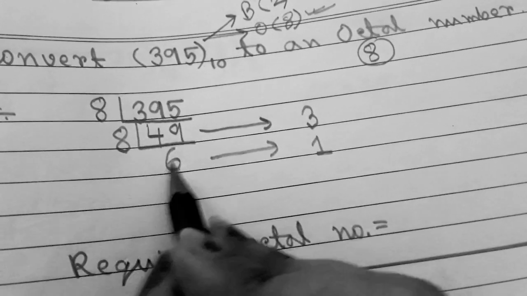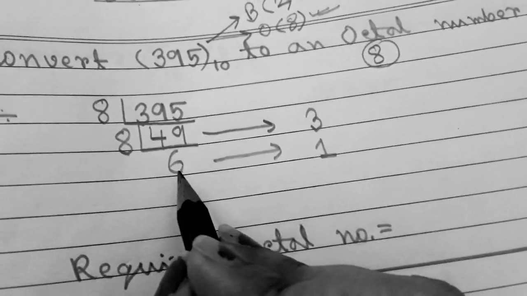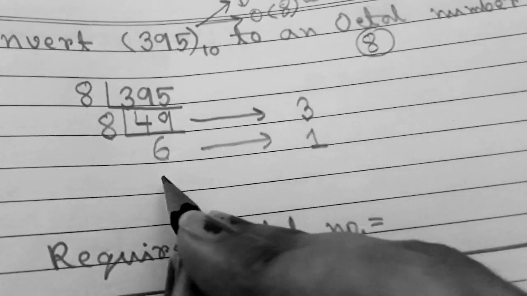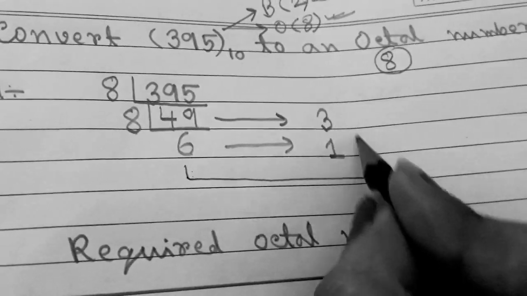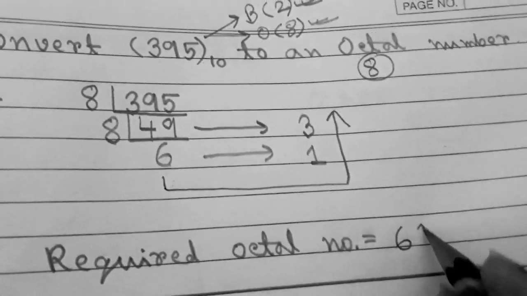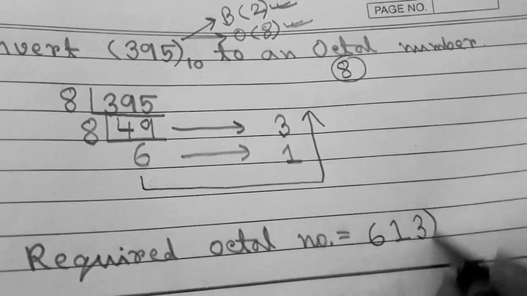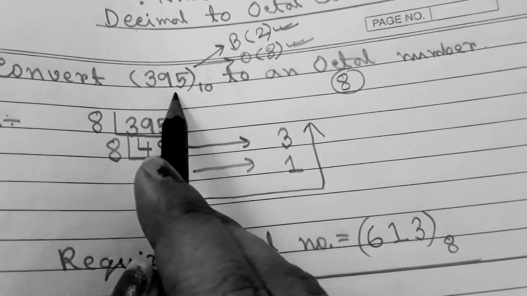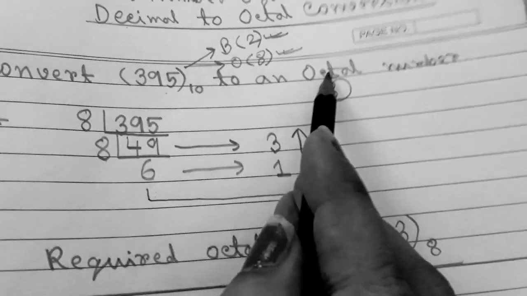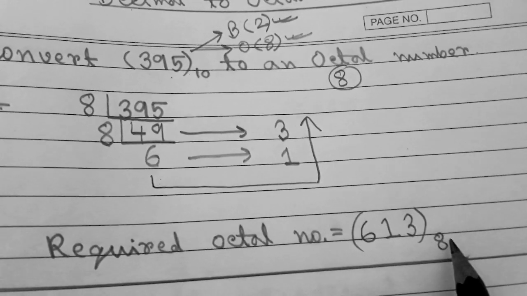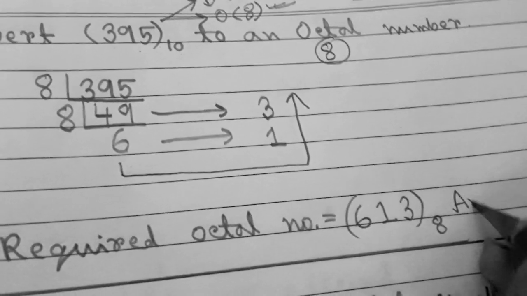And in this case, when you get any result less than 8, then you stop here. Then your required octal number is, you have to write down in reverse form. Start with this 6, then 1, then 3. It is in octal form. So 395 in our decimal number, when we convert to octal, 395 is equivalent to 613 in octal. This is our answer. So students, it is very easy.